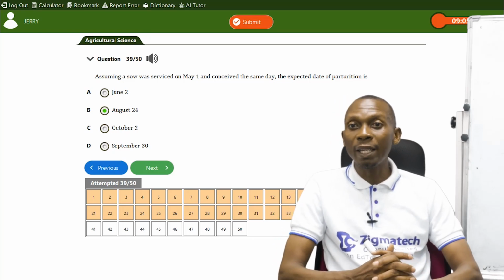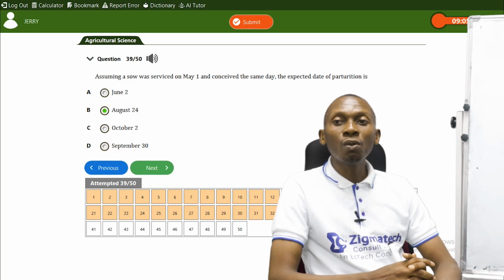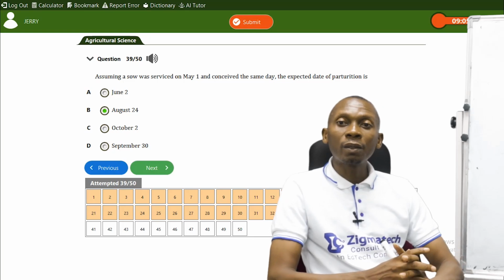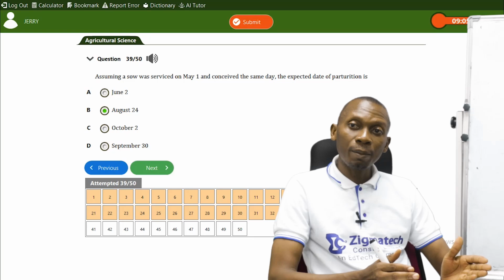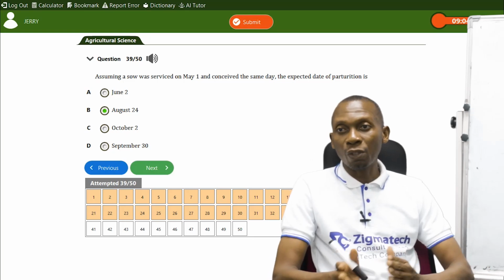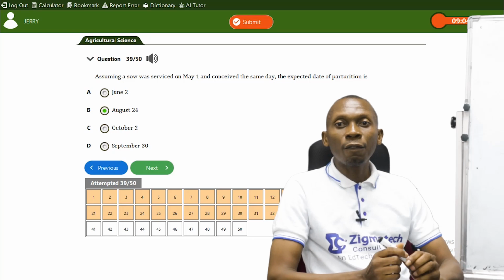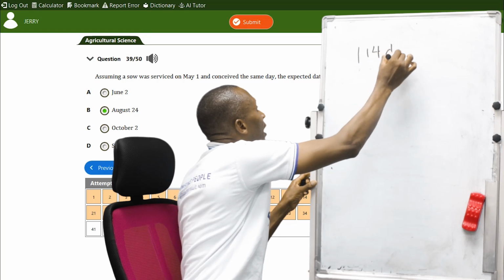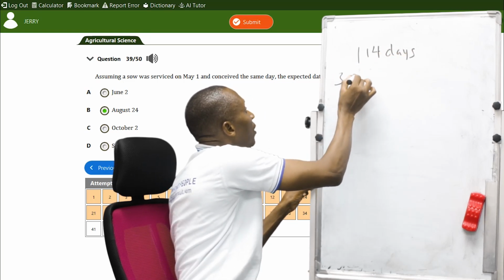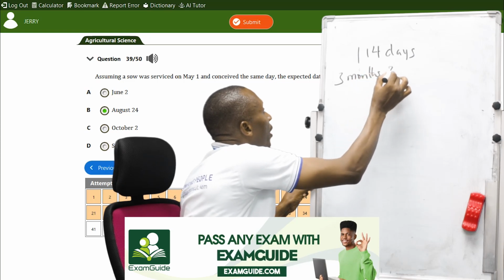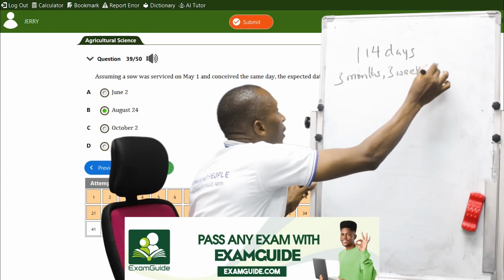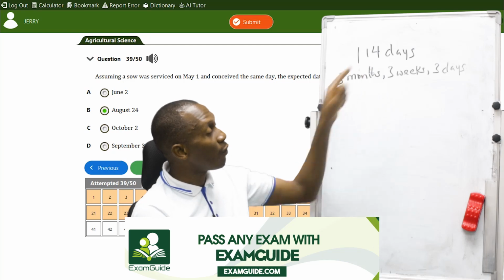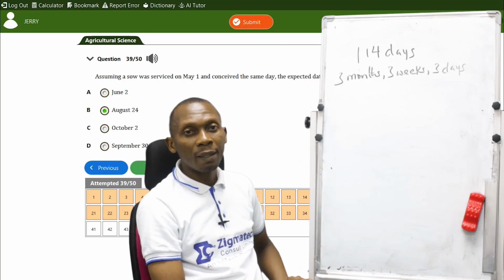So we need to calculate based on some basic information. Now we need to know the gestation period of the sow. Gestation period has to do with the period from conception to parturition, which is giving birth. And for the sow, it takes 114 days or 3 months, 3 weeks, 3 days. So when you look at 3 months, 3 weeks, 3 days, it will give you 114 days.